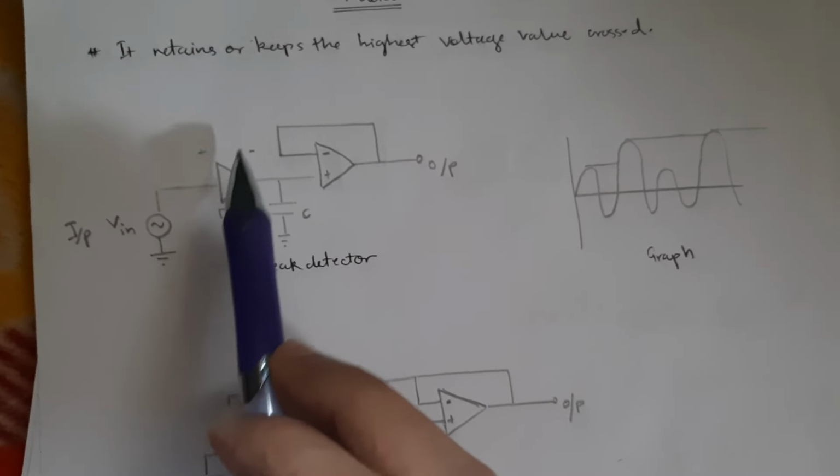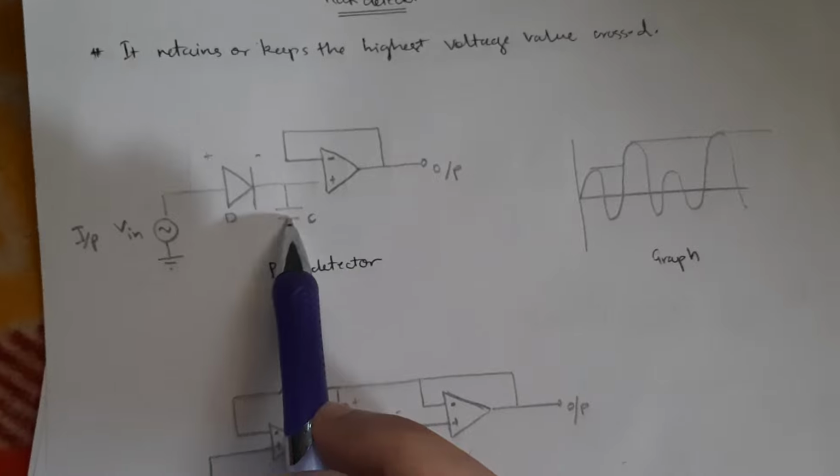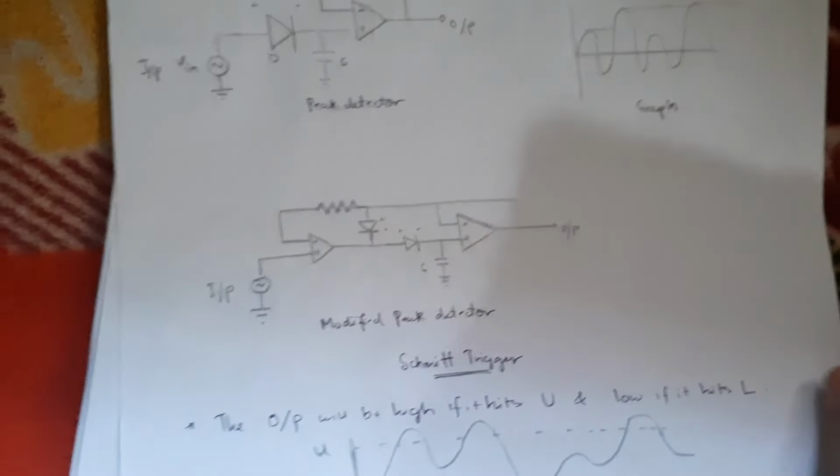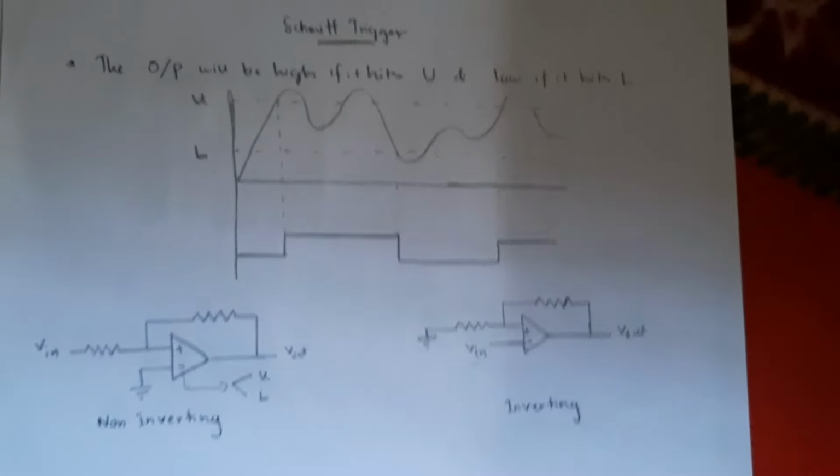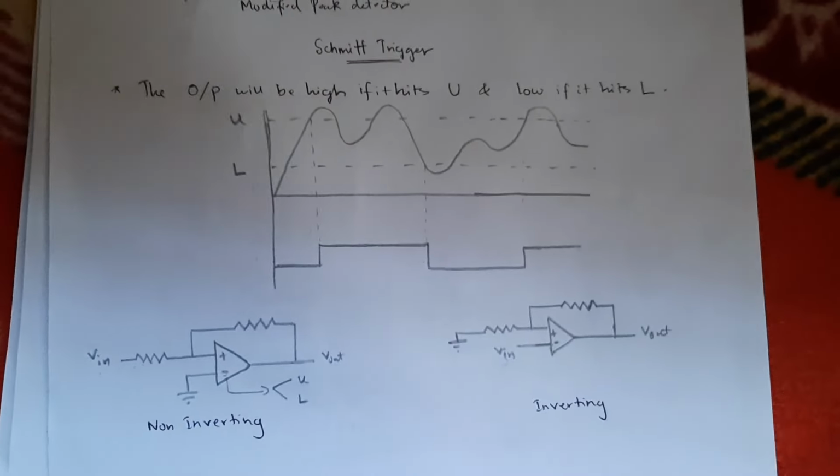It is preventing, the reverse bias is preventing this from getting discharged. Okay, that's the peak detector. Coming next, this is the last topic of op amp: the Schmitt trigger.